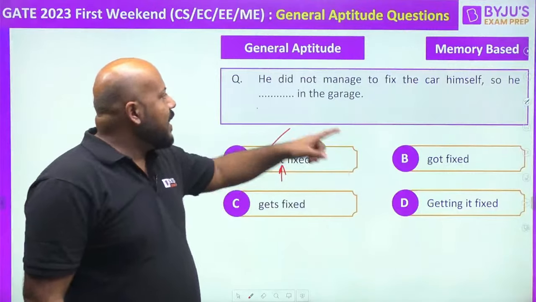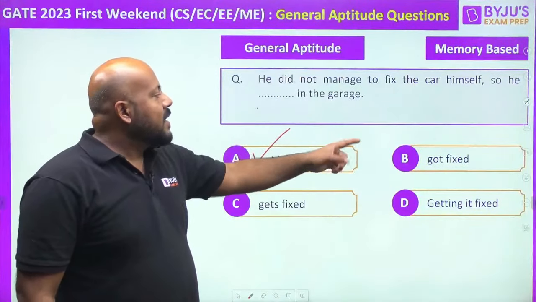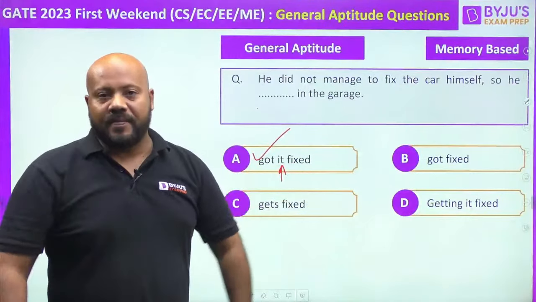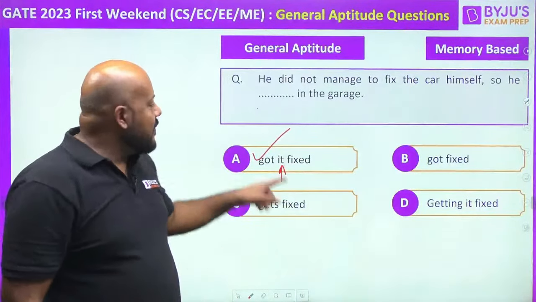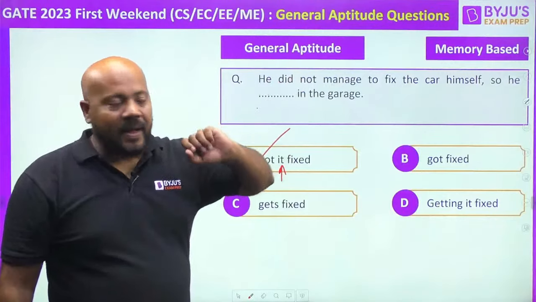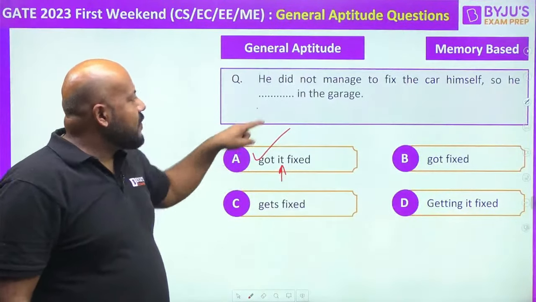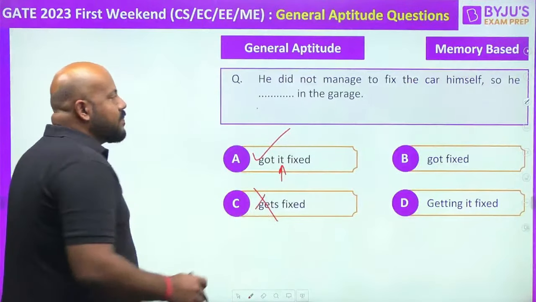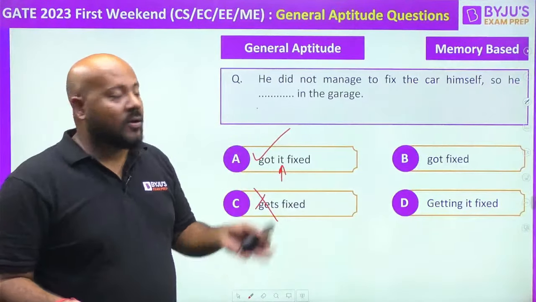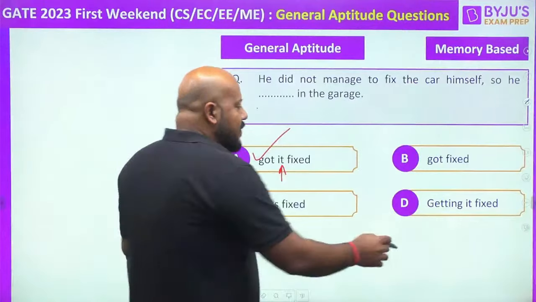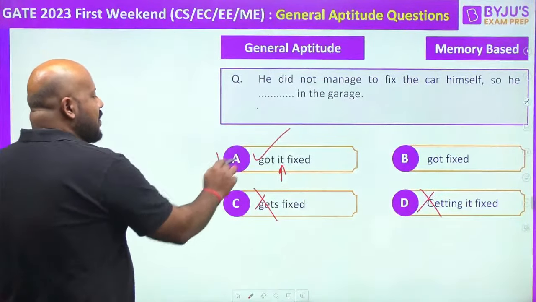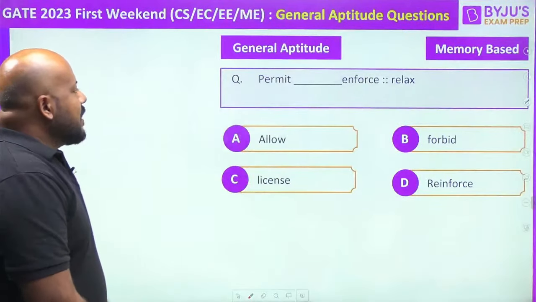If you simply say, so he got fixed. He got fixed means उसने अपने आप को ही सही करा लिया garage में. That is wrong. Are you getting this? You have to give a reference to the car. So he got it fixed is going to be the correct answer. Gets fixed is wrong because past and present. You are talking about past. Getting it fixed is wrong. This is also wrong usage. So what is the correct answer? Got it fixed. Next question.